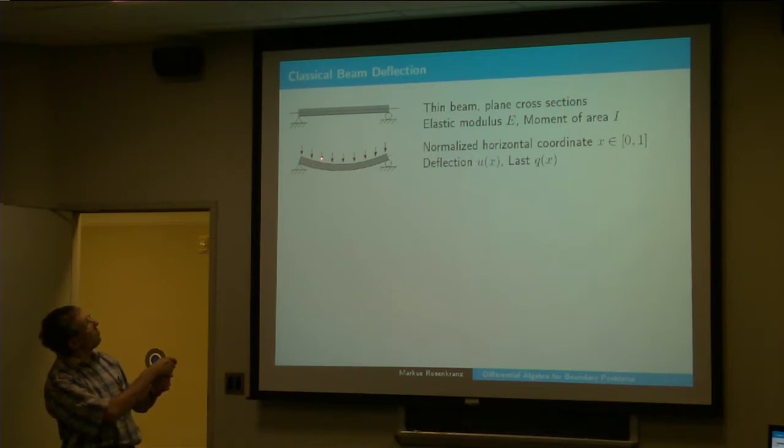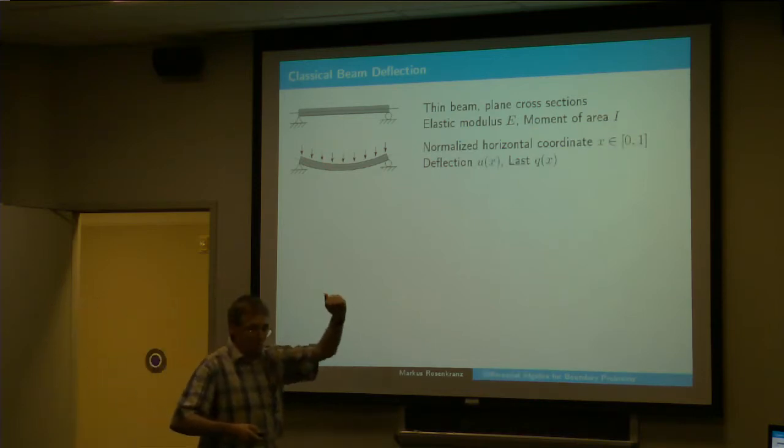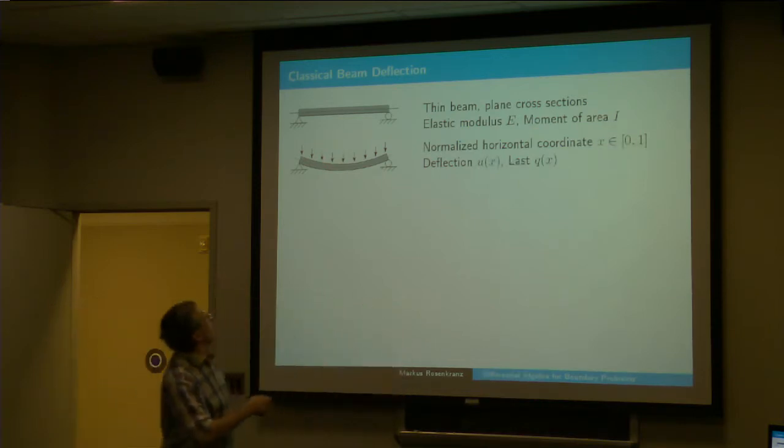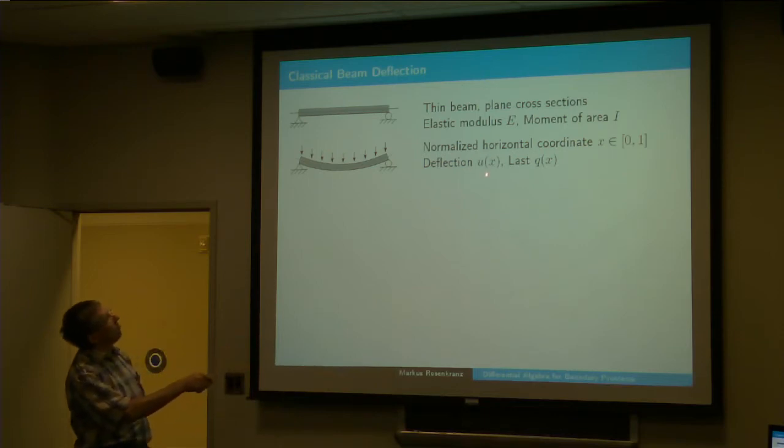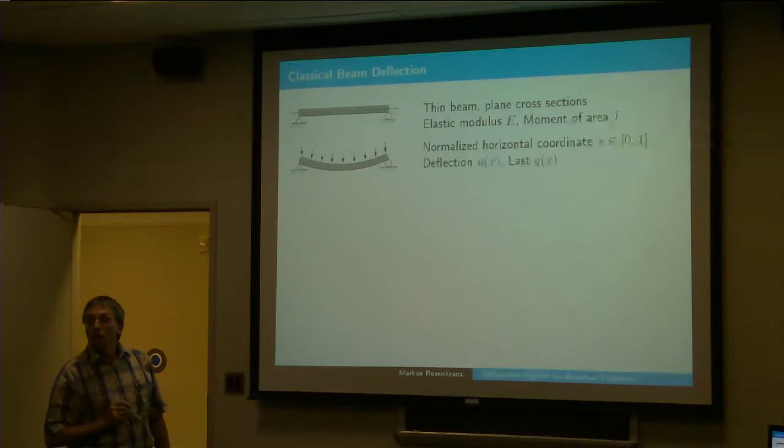So for instance, if I look here at position 0.2, then how many centimeters is it bent down? That's the deflection u of x. And what I'm given for computing this deflection is the distribution of loads.